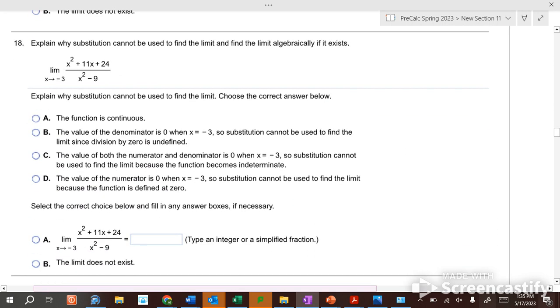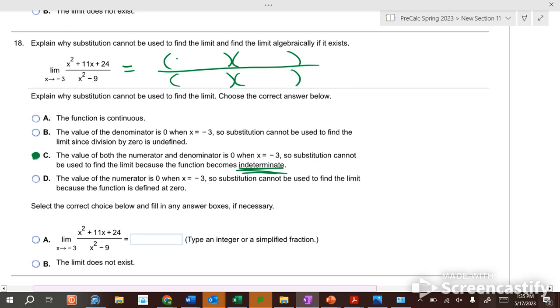What's the problem with finding the limit here? The value of the denominator is 0 when you plug in 3, and the value of the numerator is 0. So it's indeterminate. Because if you stick in negative 3 here, you get 9 minus 33 plus 24. When you have indeterminate form, what that means is you can probably factor it. And next year, you will use L'Hopital's rule to help us out too, when it's in indeterminate form. But we won't worry about L'Hopital this year.